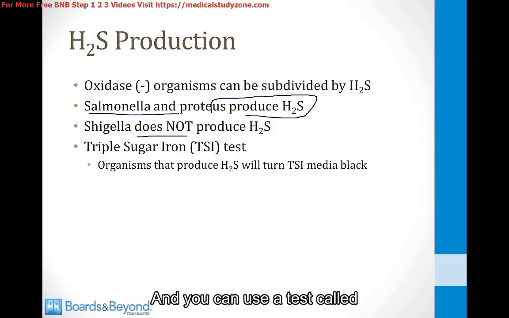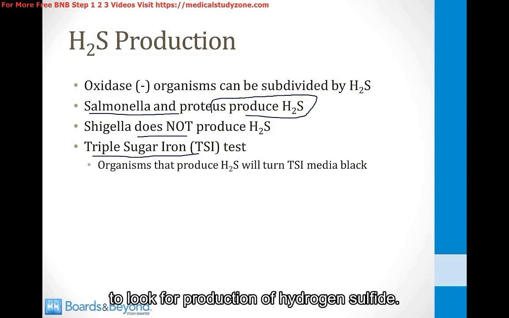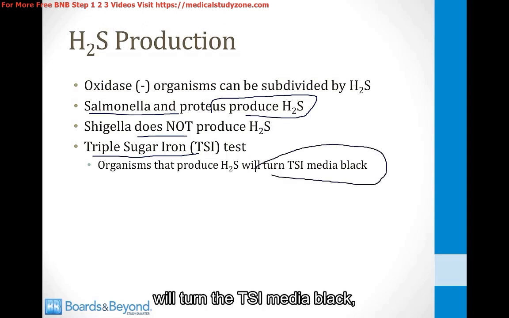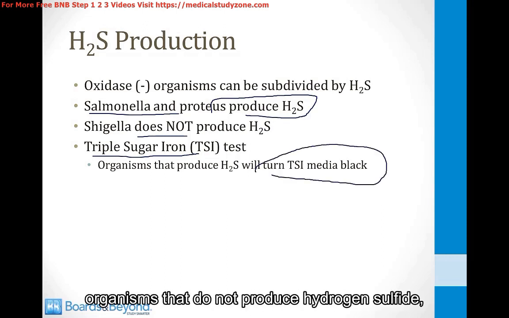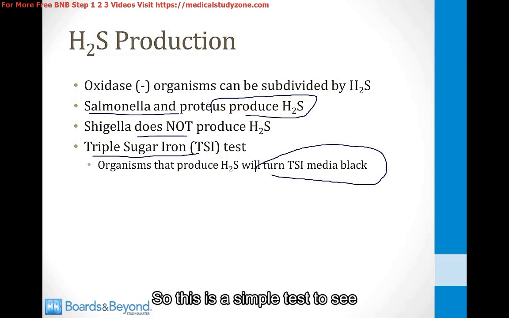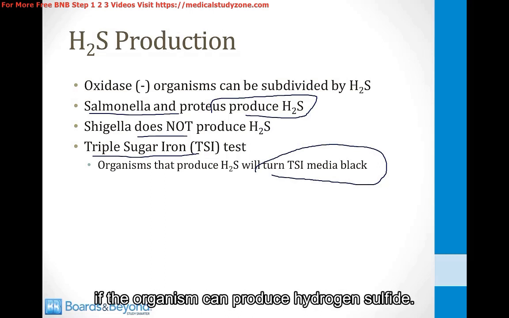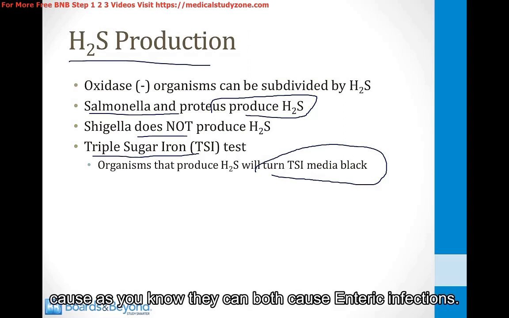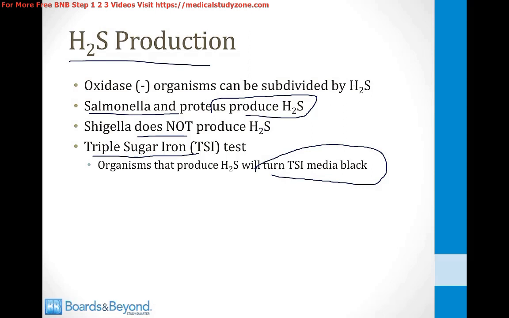And you can use a test called the triple sugar iron test to look for production of hydrogen sulfide. Organisms that produce hydrogen sulfide, like Salmonella, will turn the TSI media black. Organisms that do not produce hydrogen sulfide, like Shigella, will not turn the medium black. So this is a simple test to see if the organism can produce hydrogen sulfide, and it's largely used to separate Salmonella from Shigella because, as you know, they can both cause enteric infections. And that concludes our module on bacterial identification.